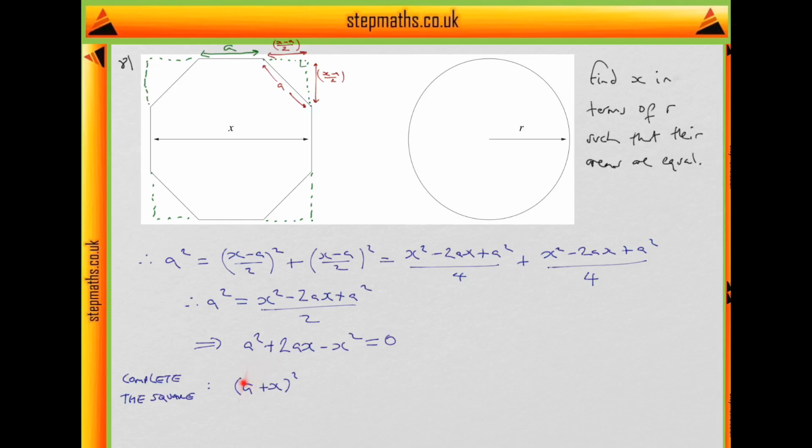We do that because we know we're going to get an a squared plus 2ax. We only get (a plus x) squared coming from here, but we want a minus x squared. So we're going to add on a minus 2x squared, and that's equal to 0. Therefore, (a plus x) all squared is equal to 2x squared. Square rooting both sides gives us a plus x equals root 2 times x, which implies a is in fact equal to x into (root 2 minus 1).